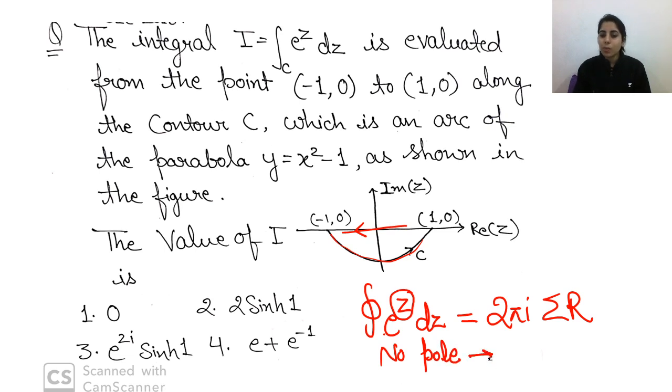No pole means no residue. Clear? No pole, no residue. Then that means this residue will become 0. When it becomes 0, then exactly I can say this is 0.